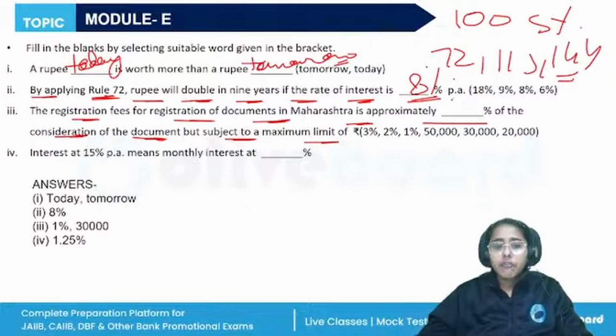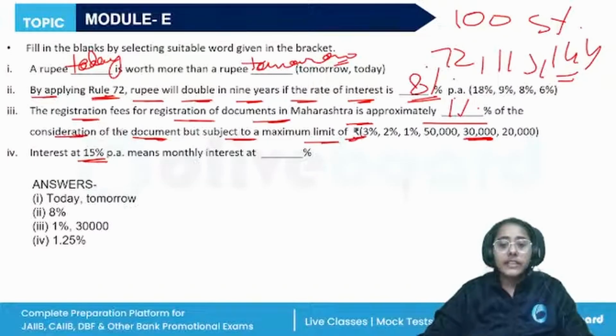So it will be 1% and maximum is rupees 30,000. And the last question, interest at 15% per annum means monthly interest at what percent? If the interest is 15 per annum, so monthly interest will be at what percent? How do we calculate the monthly interest rate? We divide it by 12. So the correct answer will be 1.25%. So divide by 12.